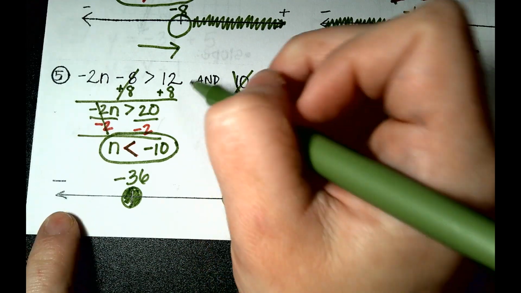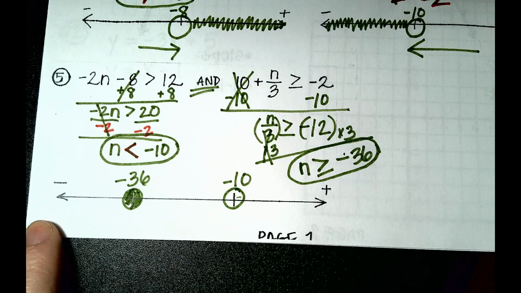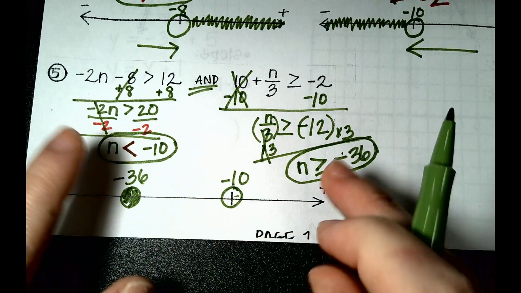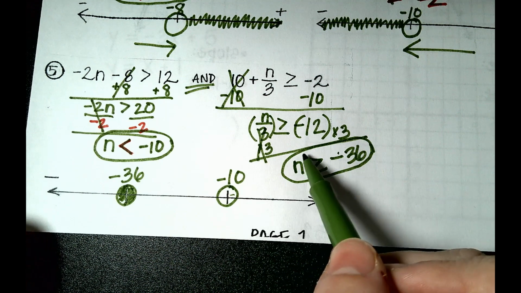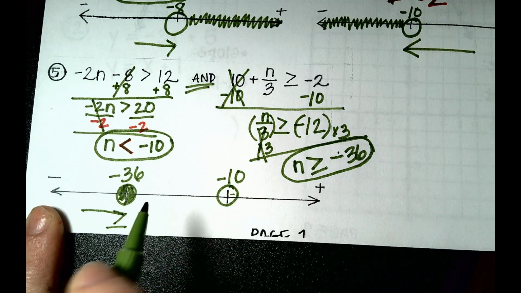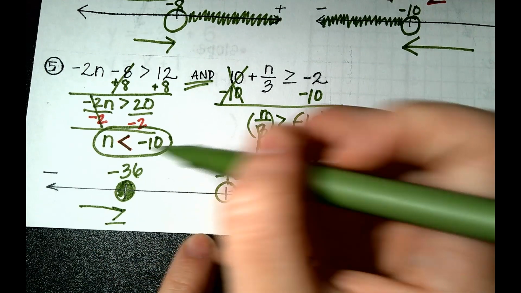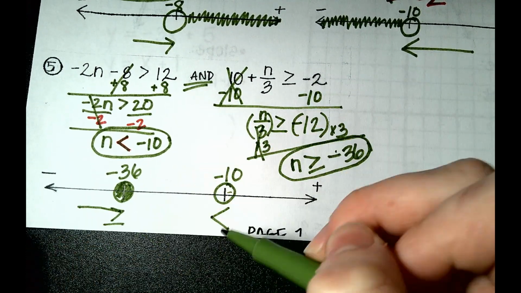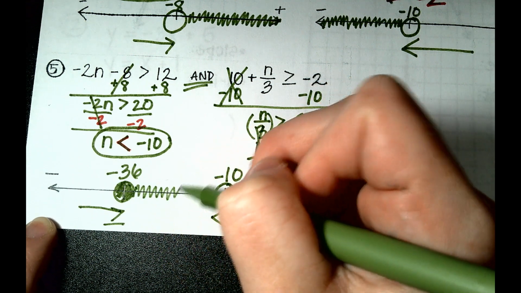Good. This is an and inequality. And is in the middle. We can also double check that with our signs. I know n is greater than or equal to -36, so I'm shading this way. -10 is less than. So going that way, the arrows point towards each other. We shade in the middle.